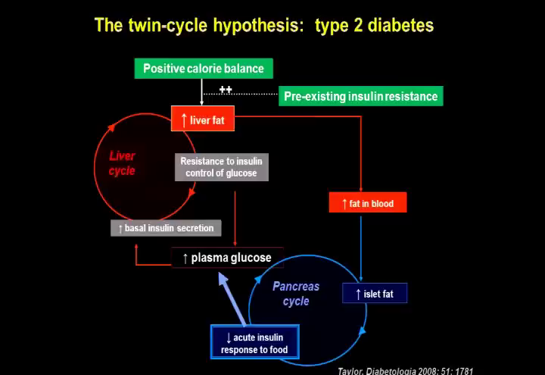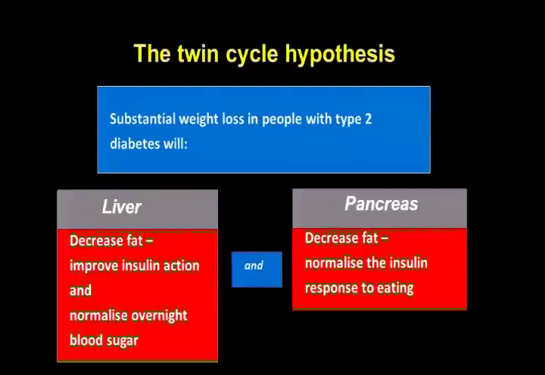All of this is hypothesis. This is armchair philosophy. So we need to do something about it, because it's all very well having thoughts, but we need information. So I needed to translate this into a hypothesis, one that could be tested. So to test the twin cycle hypothesis, I said substantial weight loss in people with type 2 diabetes will do two things. It'll affect the liver and the pancreas. In the liver, the decreased fat will improve insulin action, and it will normalize overnight blood glucose, blood sugar. In the pancreas, this will allow the pancreas to go back to normal insulin secretion.